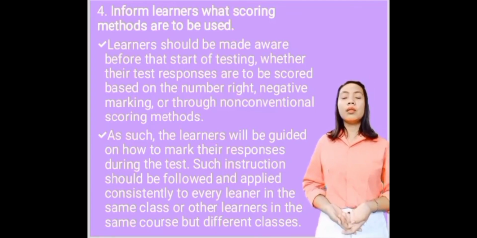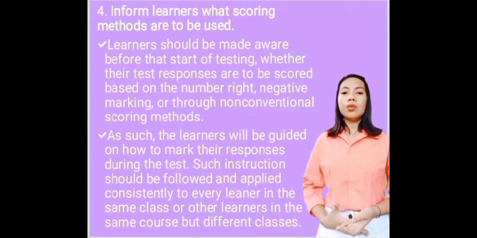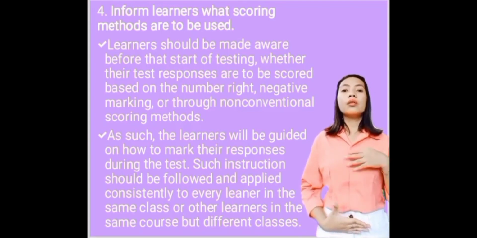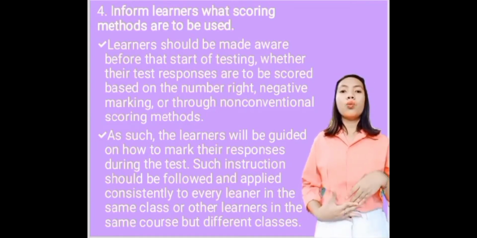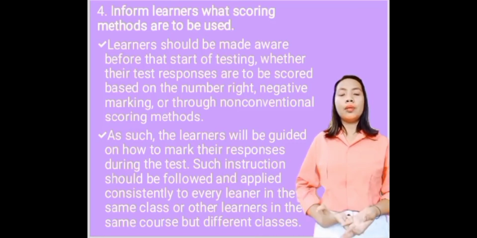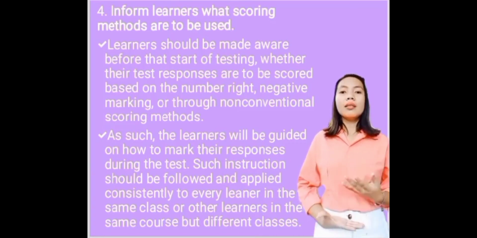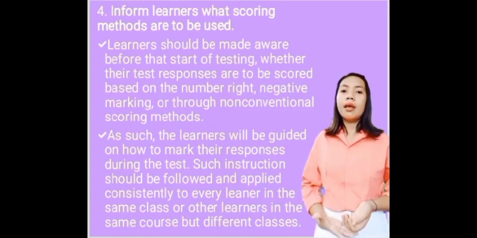When we say number right, scoring implies only the number of the correct answers, while negative marking is where you apply penalties by deducting from the score for language mechanics. And last, the non-conventional scoring method, it is both number right and negative marking.